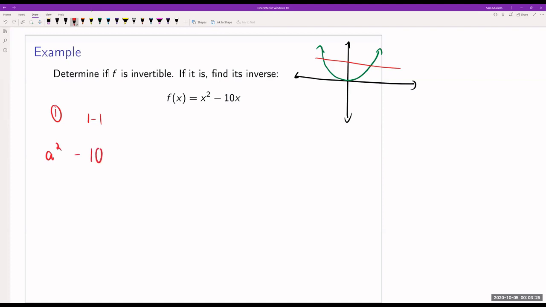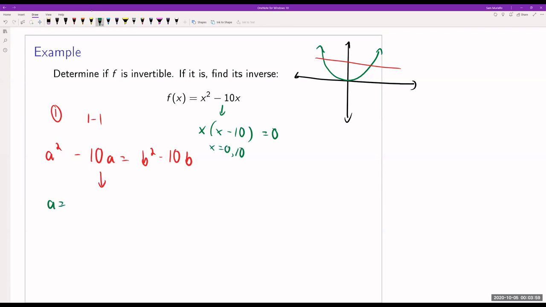A squared minus 10a is equal to b squared minus 10b. We would need to show that there are several different answers that would end up working. Now, there's two ways that we could go about doing this. Way number one is working with the equation and doing some algebra. Way number two is just finding a specific point. So for example, if I were to take this function and factor it, I would have x times x minus 10 is equal to 0, which means x would be 0 or 10.